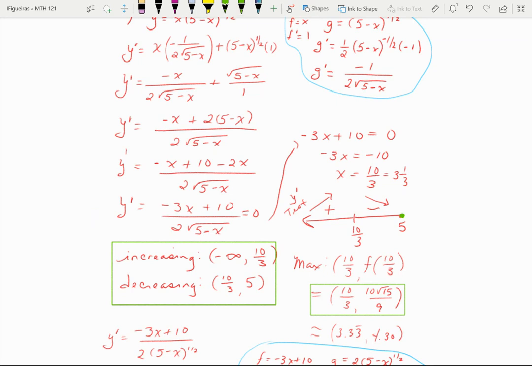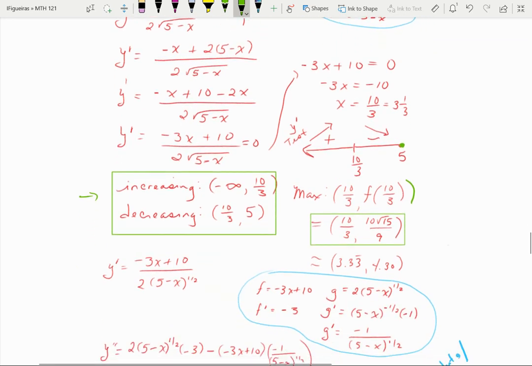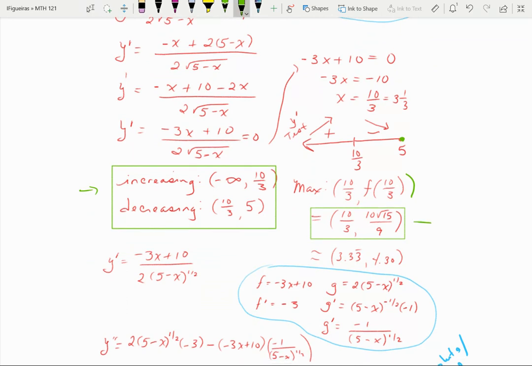So in summary, it's increasing from negative infinity to 10/3, and it's decreasing from 10/3 to 5. That means I have a maximum value at 10/3 and f of 10/3. If you plug 10/3 into your original function and do the simplifying, there'll be some rationalization that you have to do. You get that your maximum is at (10/3, 10 root 15 over 9). And for the purposes of graphing, you're going to want to know what that is approximately. It's about (3.3, 4.3). So we'll use that later.